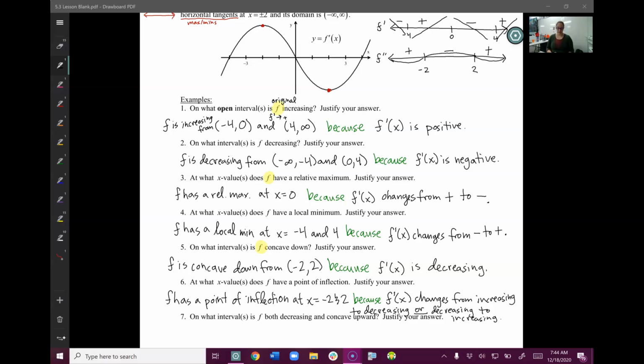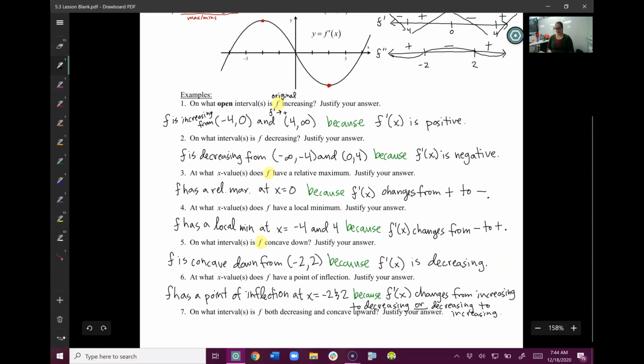If you only say because f prime of x changes from increasing to decreasing, you will lose points because that's not the only place where a point of inflection occurs. It has to be either or. Now, you can word that in a couple different ways. You could say from increasing to decreasing or vice versa to shorten it a little bit, things like that. But make sure you include both instances.